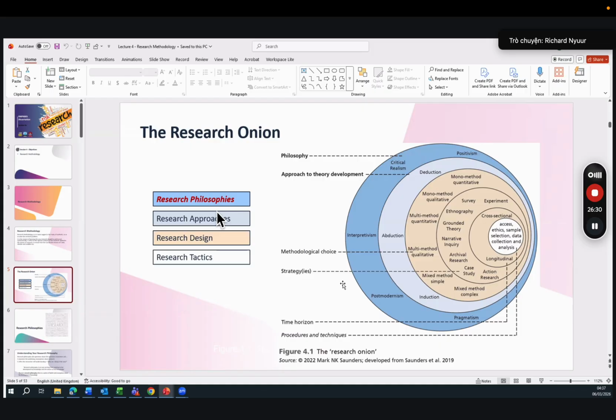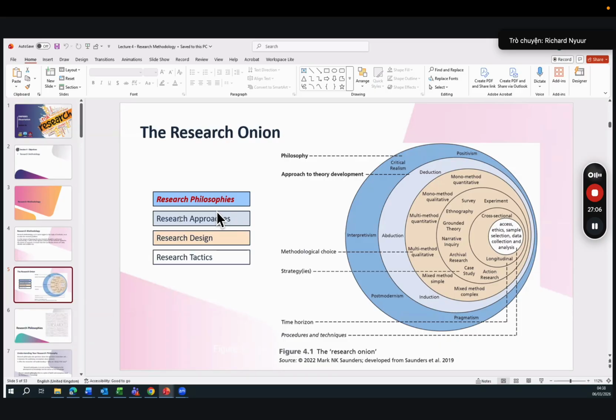the various types of methodologies or approaches that you can use. At the outskirts, you have the research philosophies, and then the next step, you look at the research approaches, which is deduction, induction, and abduction. And then following that, it is the research design, whereby you're looking at the approaches. Is it qualitative? Is it quantitative? Is it mixed method? And so on.